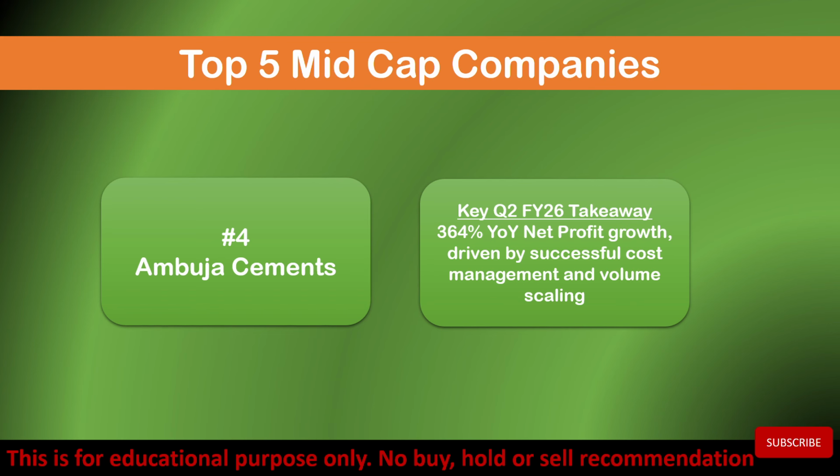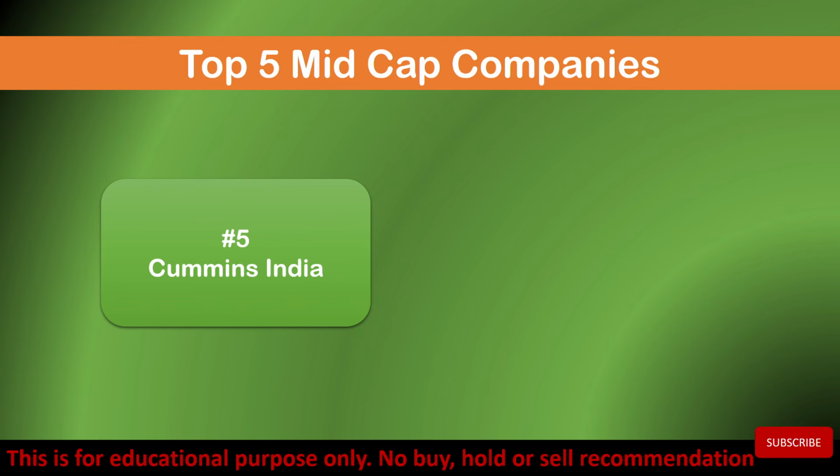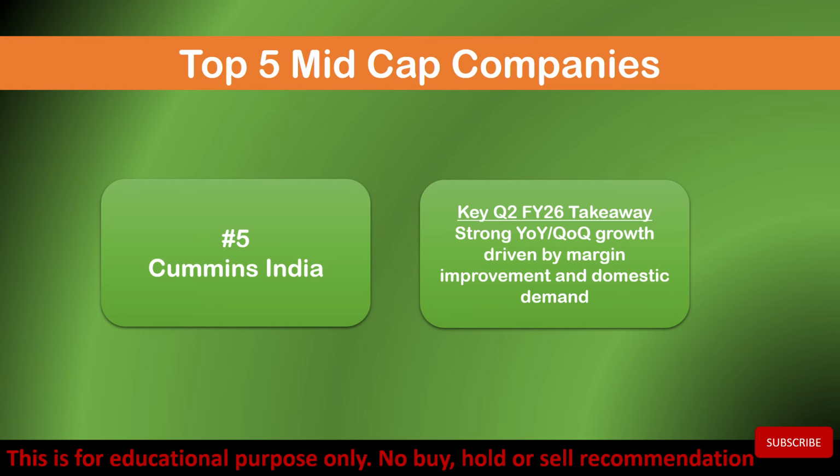And the final company in the mid cap segment is Cummins India. It has shown strong year on year and quarter on quarter growth, which is driven by margin improvements and domestic demand. So, this is another important point, domestic demand, which means that with all this crazy thing going on for several months now about the tariff and all, if any company is showing strong domestic demand, it actually shields it from that tariff thing which is going on for so many months now. So very good results from Cummins as well.